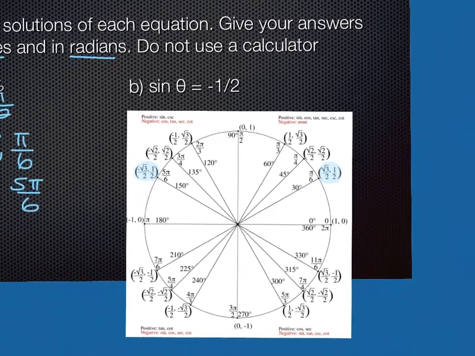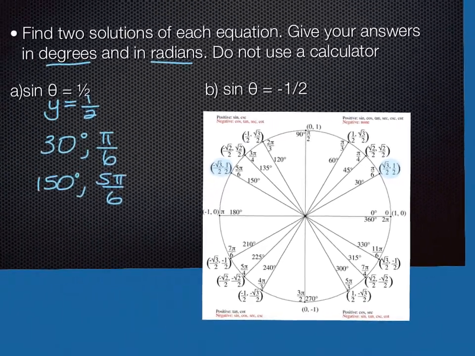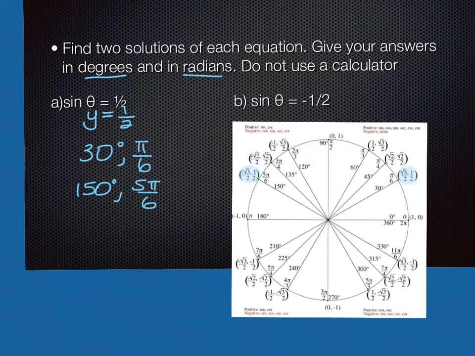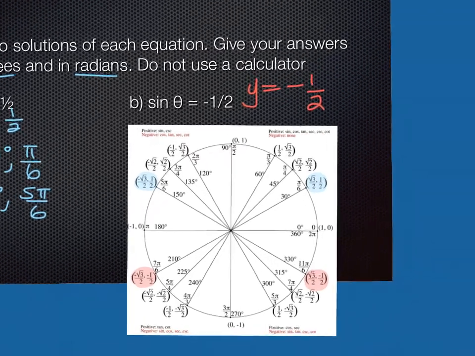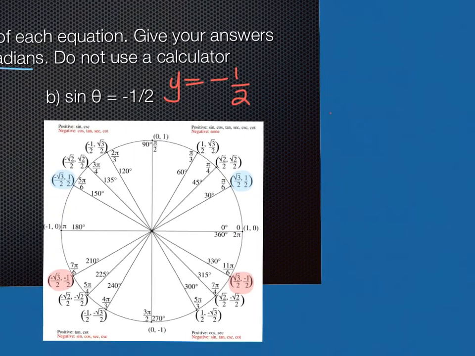If you look at B, it says the sine of negative 1/2. So now we're looking for where the y is a negative 1/2. And again, as you move around your unit circle, you'll find that y is negative 1/2 down here at 7 pi over 6 and here at 11 pi over 6. So we'll write those angles in both degrees and radians, 7 pi over 6 or 210 degrees and 11 pi over 6 or 330 degrees.